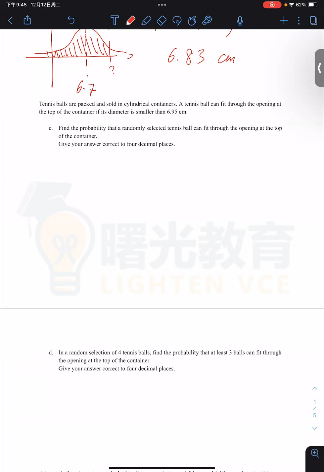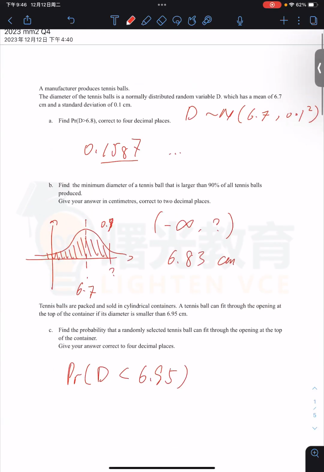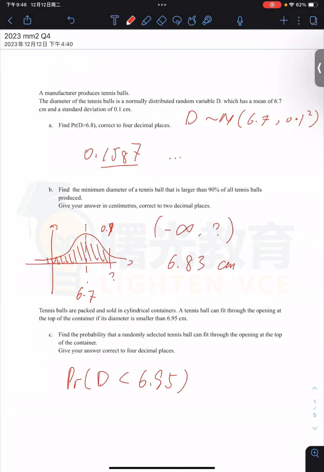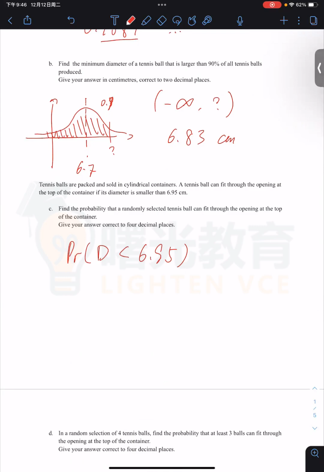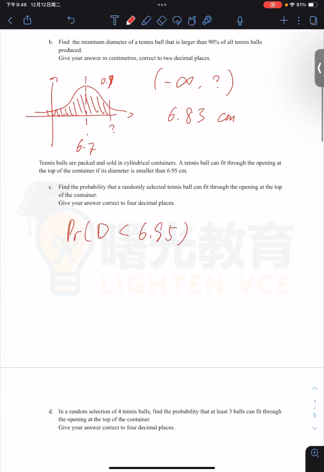So now we are looking for the probability that D is less than 6.95. What's the mean? Again, 6.7. What is the standard deviation? 0.1. And this time we have no lower boundary, no lower bound, so just use negative infinity. Then we find the answer: 0.9938. Now we turn it back to 4 decimal places.